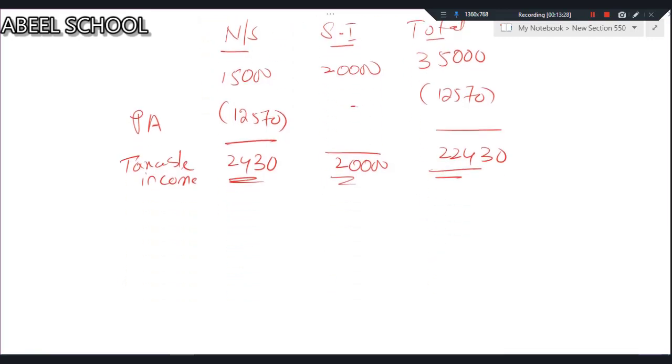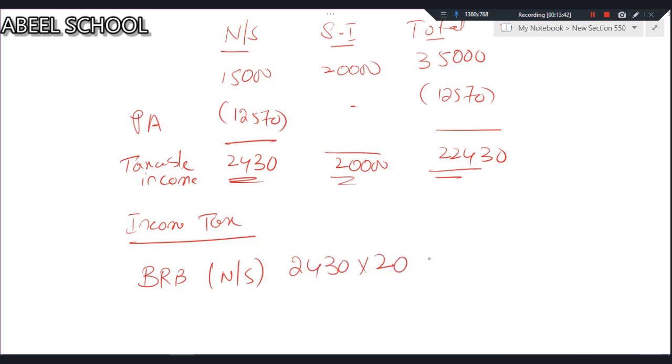Obviously, first we apply tax rate on non-saving income. Income tax. Basic rate band. Non-saving, which is 2,430. Simply apply the 20% tax rate. Let me use the calculator. 2,430 and 20%. I'm getting 486.